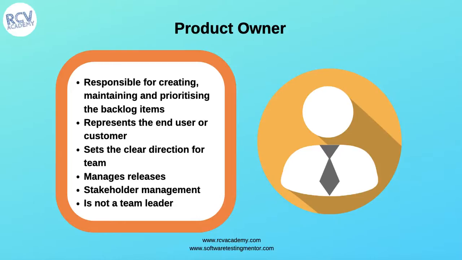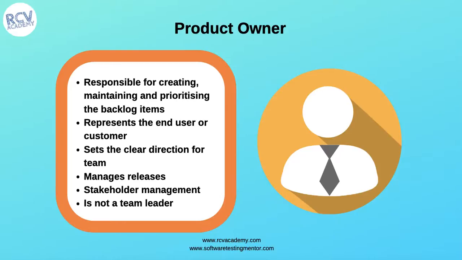So the product owner is responsible for creating that product backlog. He maintains that product backlog, and then he prioritizes it based on what needs to be built first and what needs to be built afterwards. So he is the main person who is prioritizing based on his research and market analysis and what the end customer wants, and based on that he comes up with the backlog items and makes sure that the team picks the high priority items in the upcoming sprints.